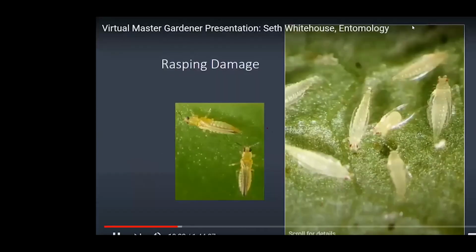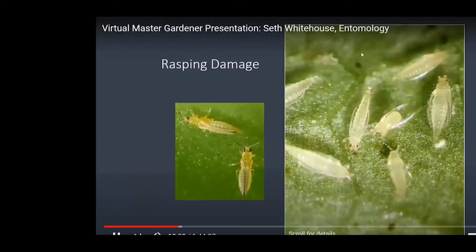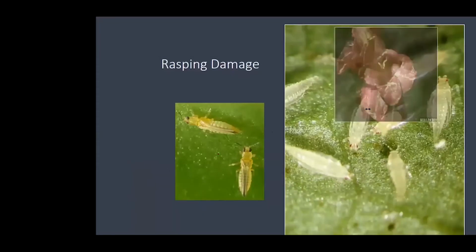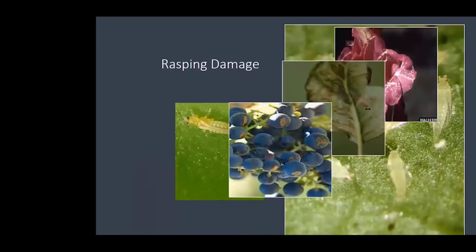Rasping damage, so they're actually clawing. This is a thrips. And so these thrips are actually clawing and damaging the plants with their mouth parts. And so that'll kind of look like, on flowers, some damage here, almost disease looking.